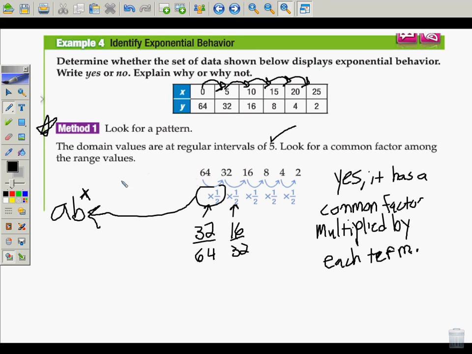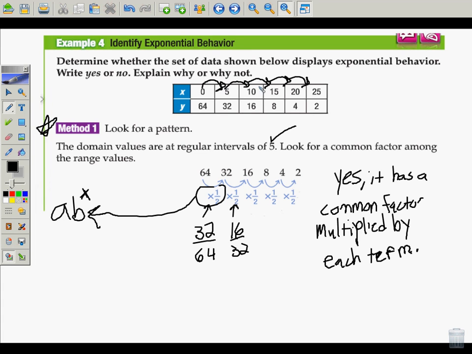So don't be too concerned if this part seems confusing. Just be able to identify the common factor multiplied by each term. And the common factor means it has to be the same. It could not be 1/2, 1/3, 1/4, 1/2. It can't be different things. It's always got to be the same as long as x is the same.